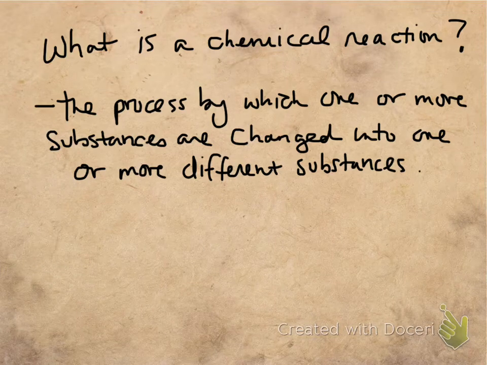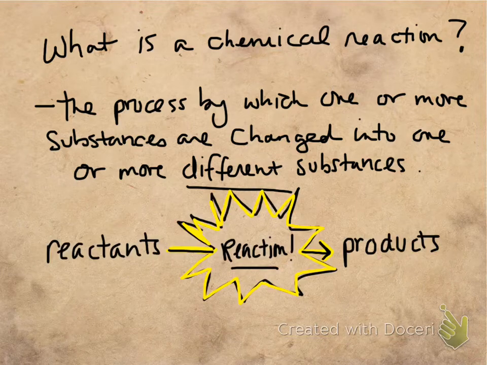A chemical reaction is the process by which one or more substances are changed into one or more different substances. So in other words, we come out of a chemical reaction with different stuff than we started with. But there are a few important things to note. The reactants are what go into the reaction, and the products are what emerge once the reaction is complete.